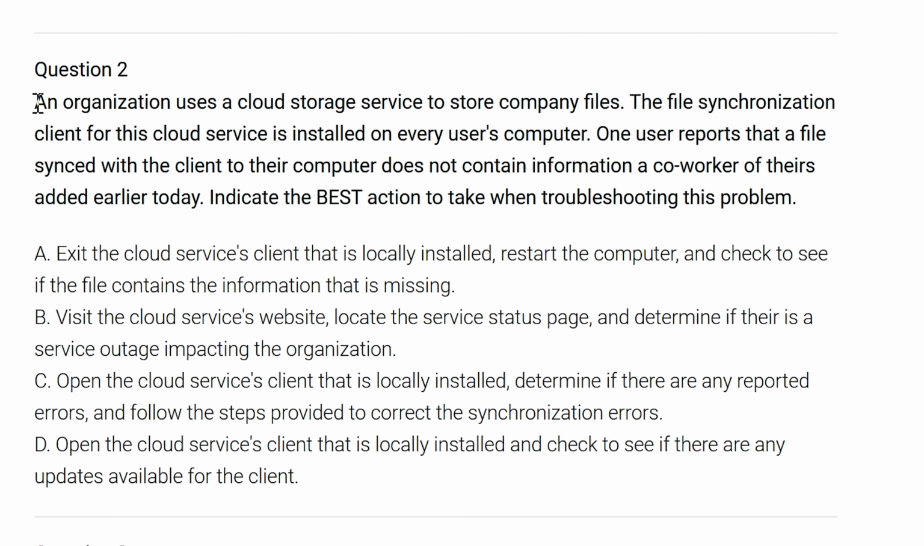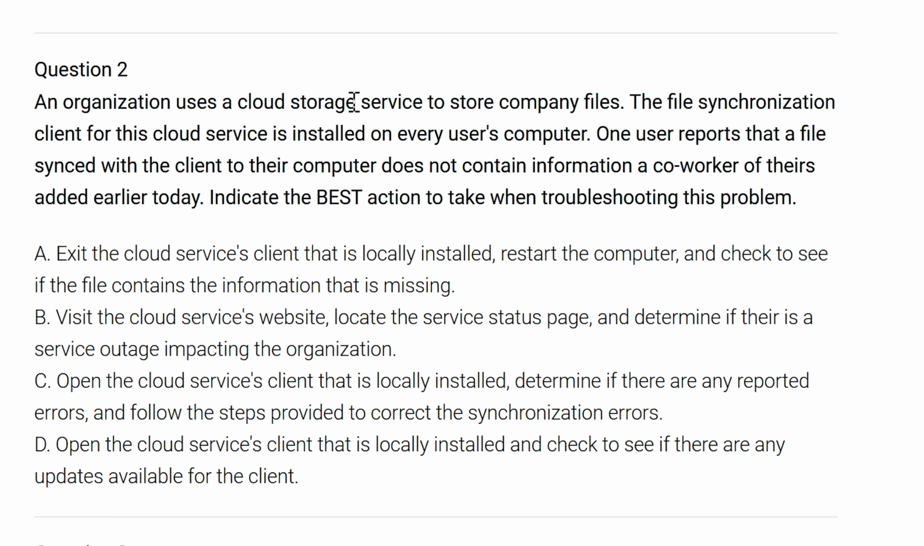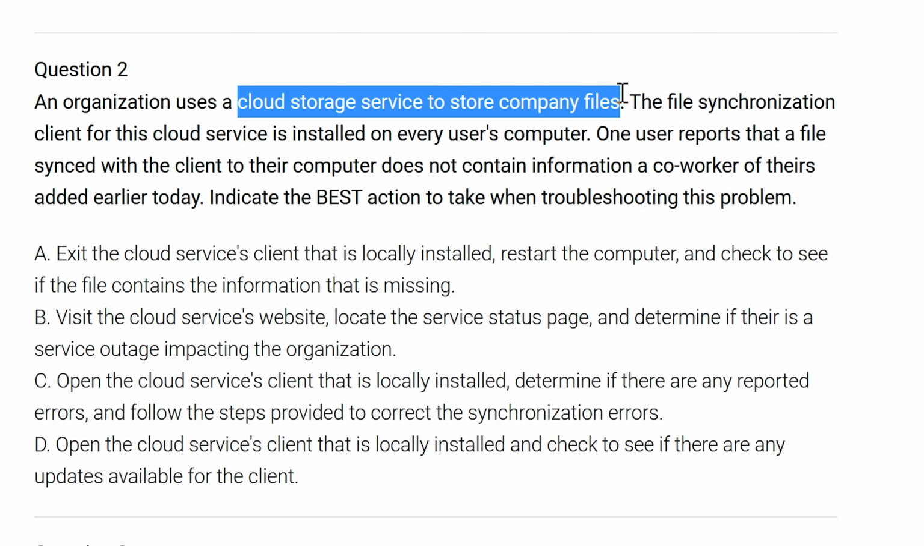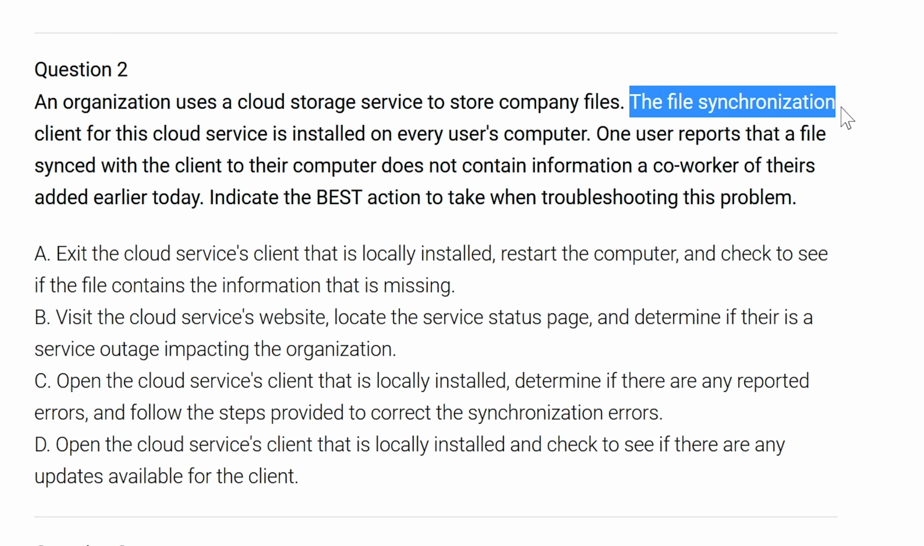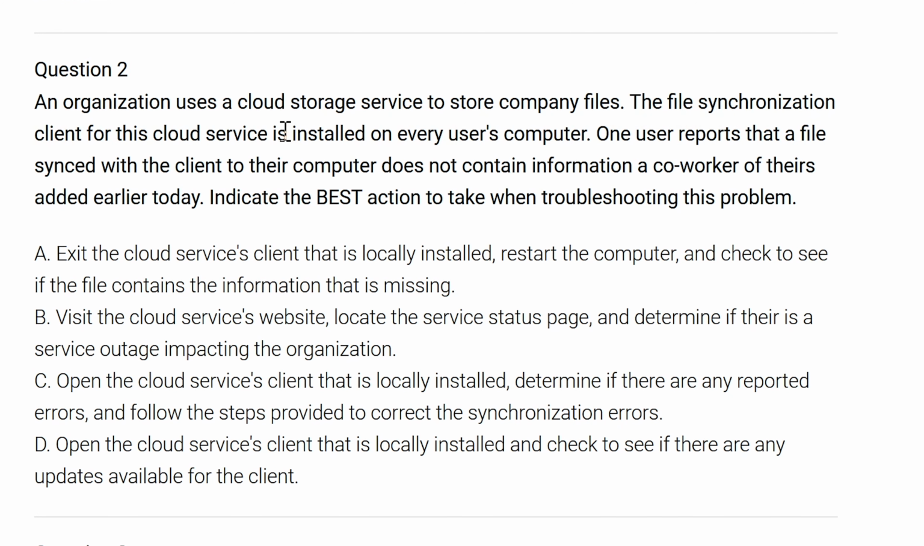Question number 2. An organization uses a cloud storage to store company files, right? So cloud storage can be anything. It could be OneDrive, it could be Google Drive, anything that is used as cloud storage to store company files. Everybody knows what this is. The file synchronization client for this cloud service is installed on every user's computer. So again, if we use an example of OneDrive or Google Drive, this is something that has to be installed on every person's computer in order for them to be able to store things on the cloud, right? The cloud in this case is the internet, because it's hosted either by Google or Microsoft, right?